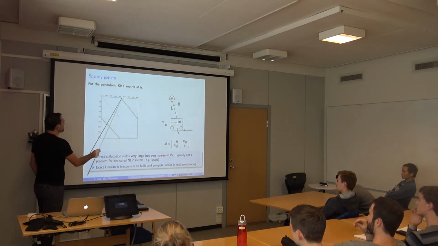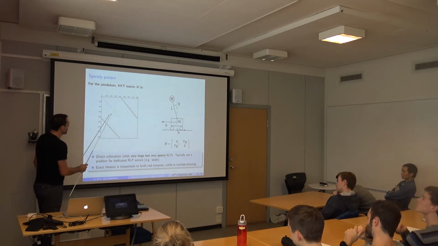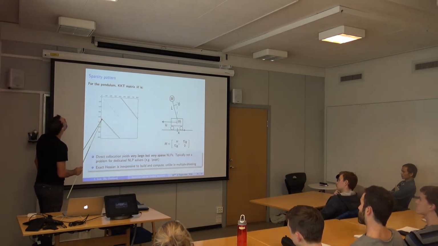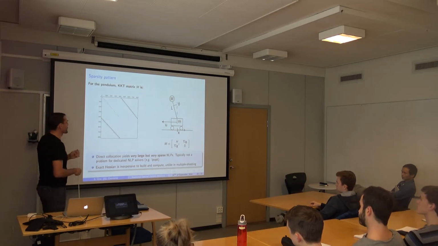That's the Hessian of the Lagrange function. It's block diagonal, very, very sparse. And this one would be the Jacobian of the constraints. And it's also very sparse. It's not exactly block diagonal. No, it cannot be. But it's very sparse, very banded. So that's the same story as multiple shooting.